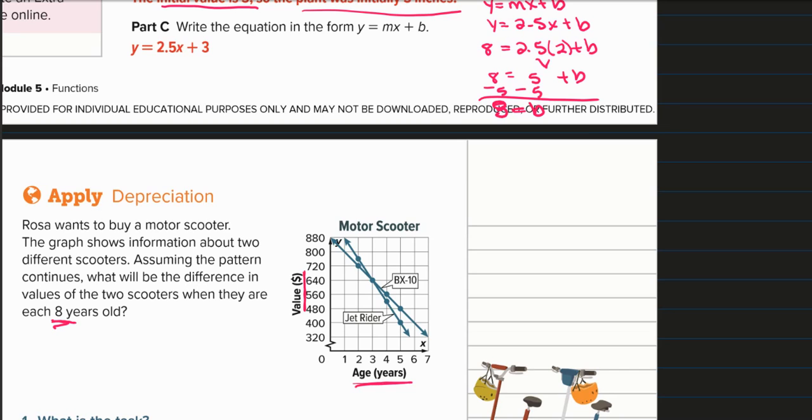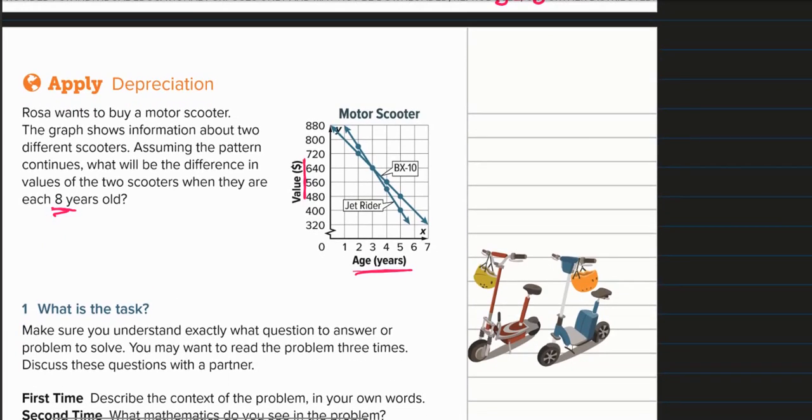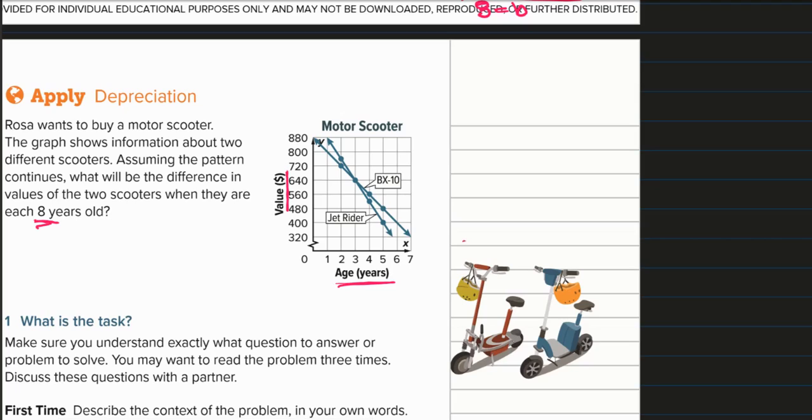So we have 2 different graphs. This one's new. Let's figure this out. So we're looking at our graph. We need to actually figure out 2 different equations. So it looks like we have something called a jet rider and a BX10. So let's make the red one our jet rider, and then I'm just going to say BX for BX10.